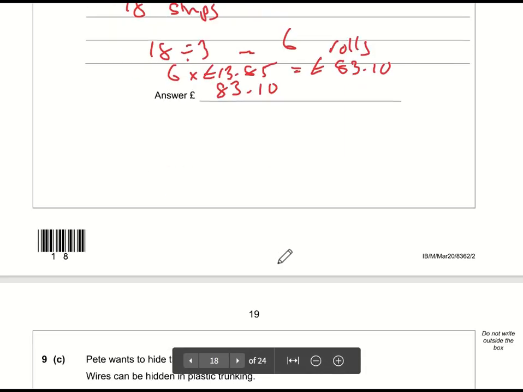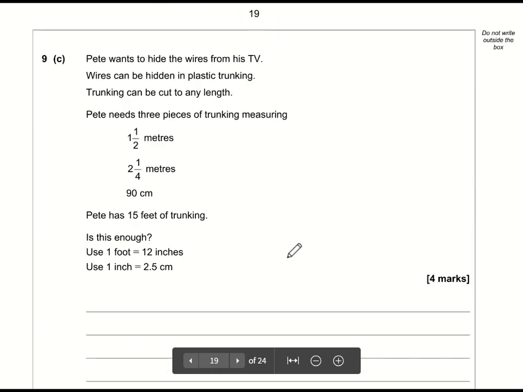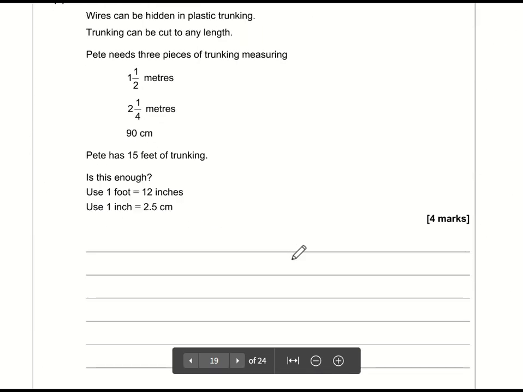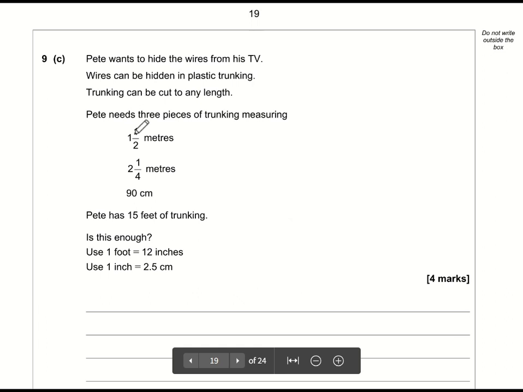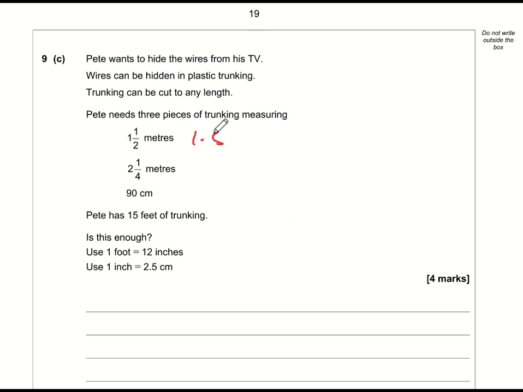And on to the final question in this paper. This one's not too bad. There's a bit of converting we need to do. First of all, 1.5 metres is 150 centimetres. 2.25 metres is 225 centimetres. So I guess knowing that a half is 0.5 and a quarter is 0.25 is a key bit of knowledge. And of course, knowing that to convert metres into centimetres, you multiply by 100.